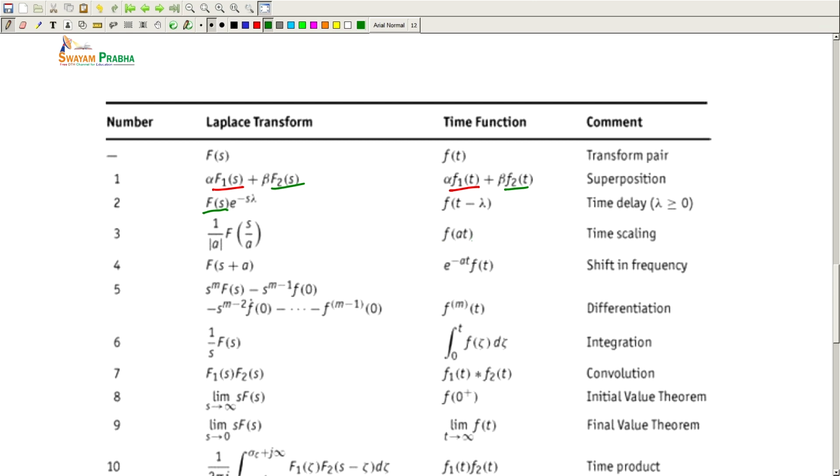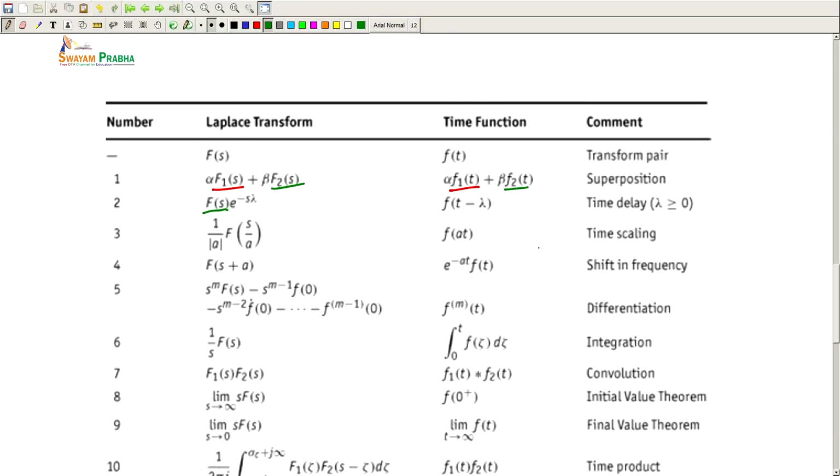The next property is about time scaling. So, if in my time domain signal, instead of time t I have f of a t, then my corresponding Laplace transform will be 1 by mod a multiplied by F of s divided by a. So, if I scale it in the time domain by multiplying by a, in the Laplace domain it will be divided by a in the Laplace variable, and there will be a division by mod a.